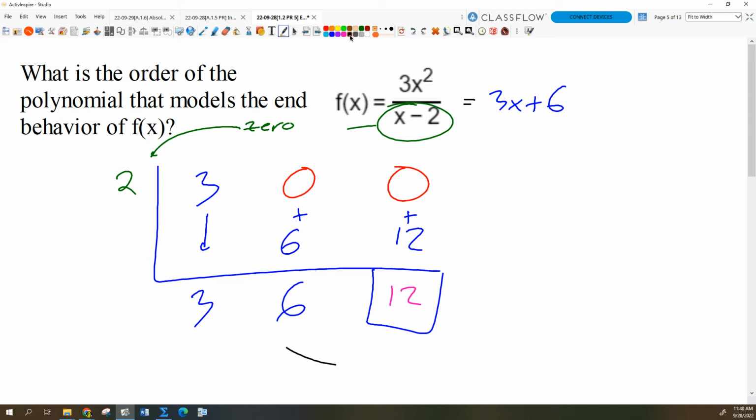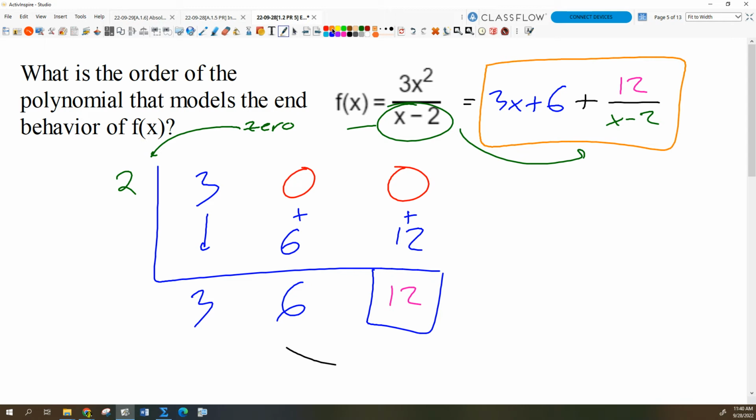plus, what's that telling me? The 12. Yeah, that's the remainder, right? And what's the remainder do? The remainder is what remains over the denominator. Okay. So we get a 12 divided by x minus 2. So there's my answer. That is what that quotient is exactly equal to.